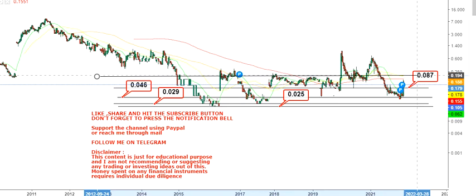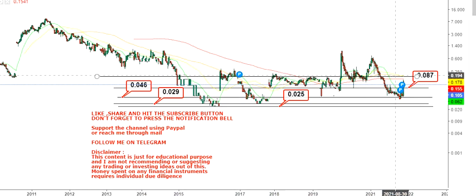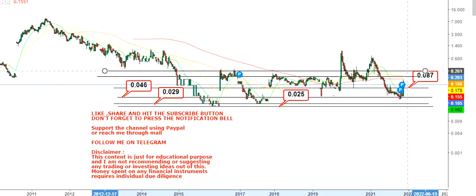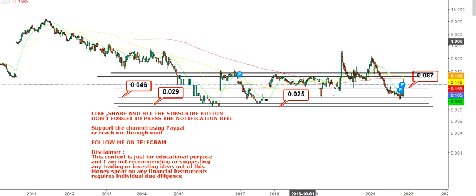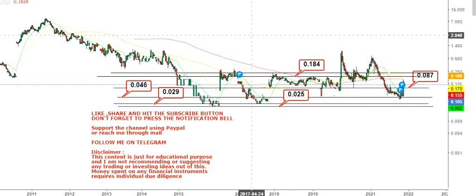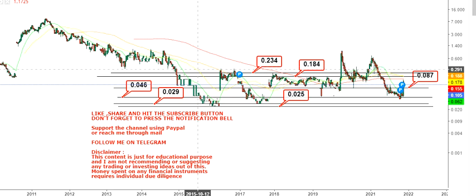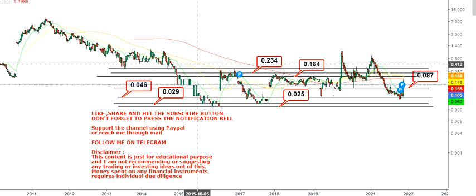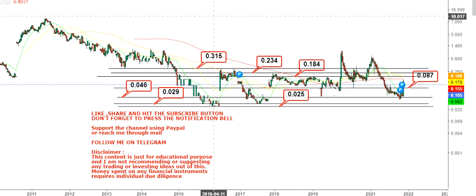So right now you have four important levels to look at on the upside, starting with 0.08, and it can go up to 0.025. Now if the stock continues to sustain above 0.08, you have 0.18 as your immediate target, then we have 0.23, and you have another important level which is 0.31.